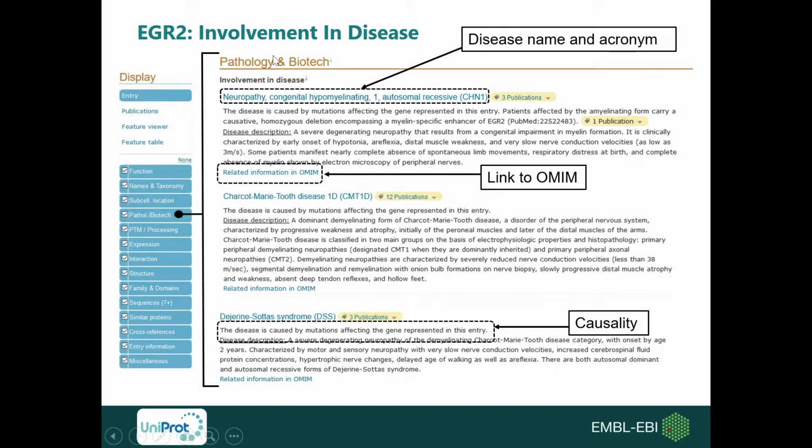Back to the main view of the EGR2 protein, you find information on disease involvement under pathology and biotech. Here, the diseases are listed, and you find disease acronyms and the disease name, as well as a disease description of the disease the protein is involved in. The disease description is from the literature and in a controlled vocabulary if the disease is also described in OMIM. Before the disease description, there's a note that shows the role that the gene protein is playing in the disease and distinguishes, when possible, between susceptibility, disease-causing, or modifier gene.